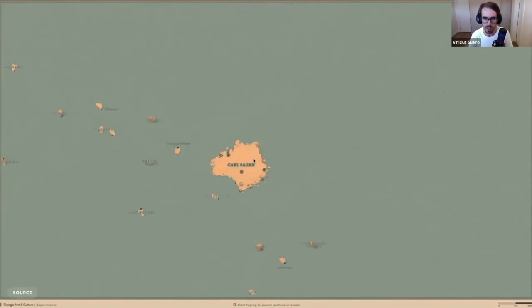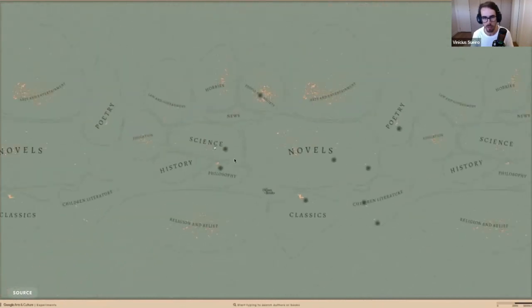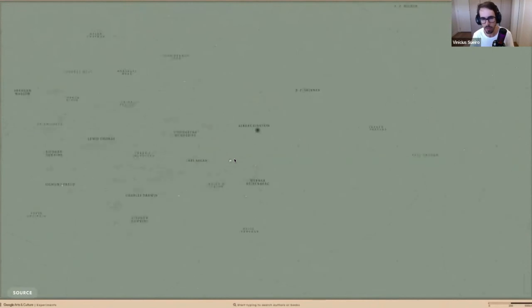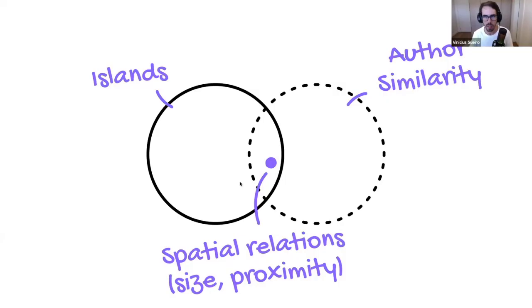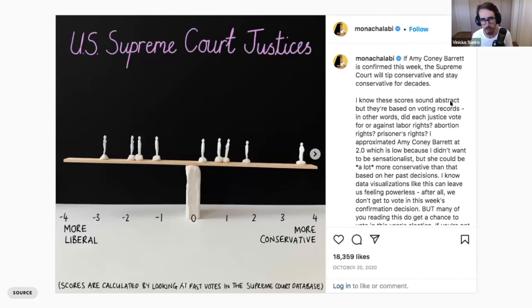But the thing is that each island in this map is an author. The bigger the island, the more books that author has published. And the closer the islands are from each other, the more similar they are. And this is relying on our intuitive understanding of how geography works, of our spatial relations. We have size, we have proximity, in order for us to understand a more abstract concept, which is this fancy math, the calculated similarity. But things don't have to be high-tech.